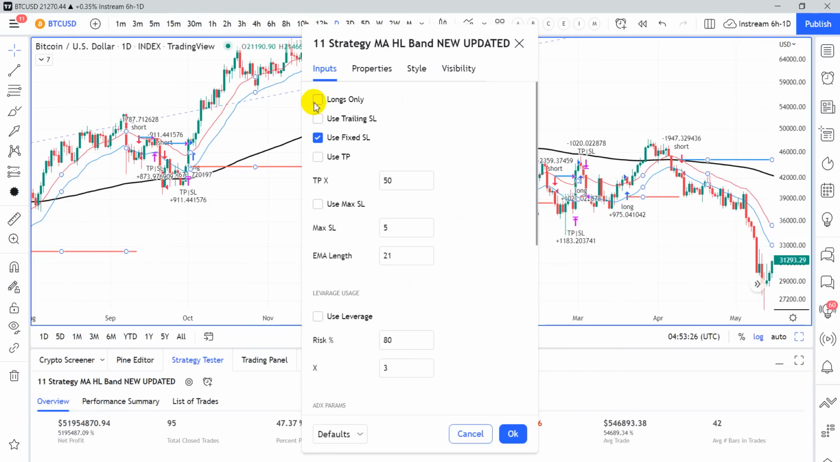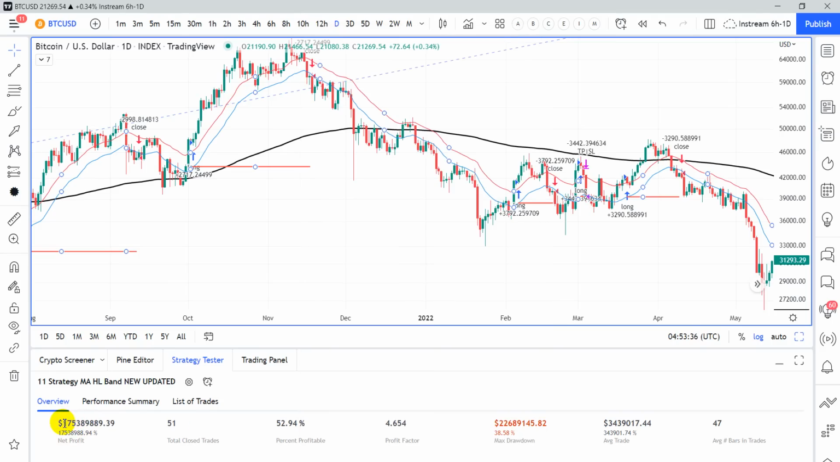And for that, I have a setting, longs only. I click on it, bam, you see I got only 51 trades. I have more than I wanted. Very nice profit, which increased dramatically, right? I got fewer trades. I got a better percentage of profitable trades. I got a better profit factor. Max drawdown. So that's good for me. But that is not the only setting that I'm using.